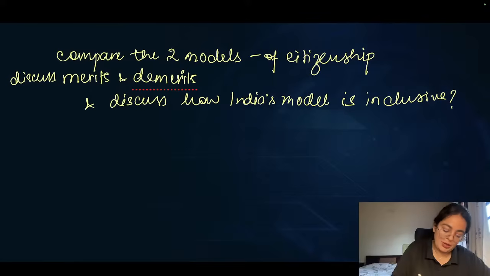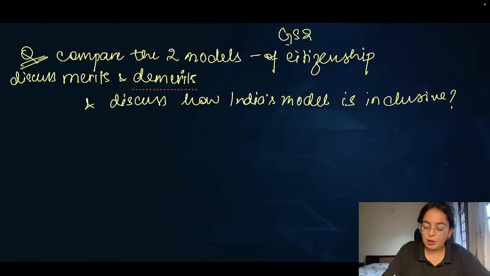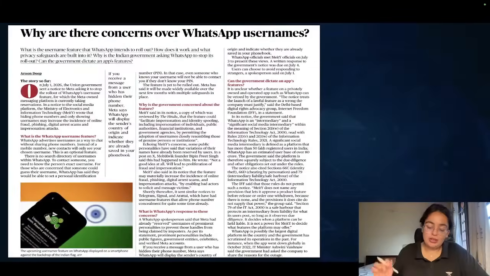This can be a comparative question or a comparative constitution question in GS paper 2. Let's go to the next article. Why are there concerns over WhatsApp usernames?